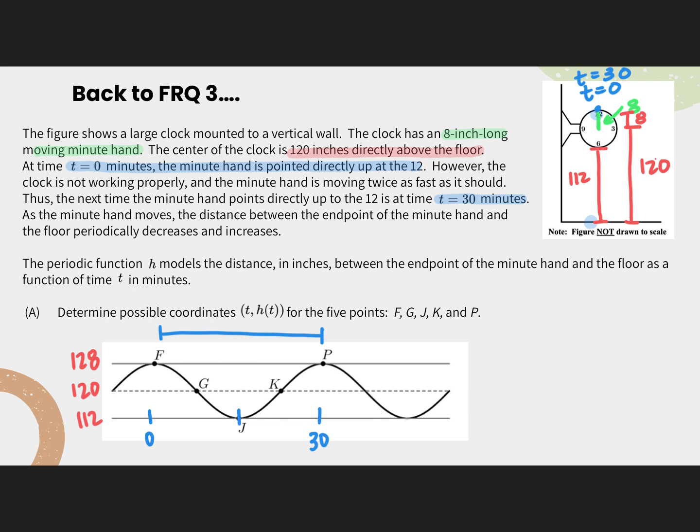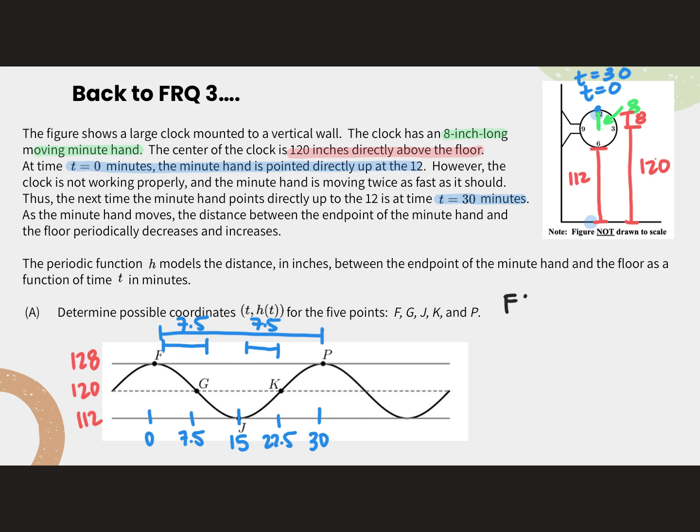Cutting that in half to get the time for point J, that would be 15 minutes, halfway through that cycle. Half of that would be point G, half of 15 is 7.5. So each of these increments between two consecutive points is going to be 7.5 minutes. So from J to K, I'd have another 7.5 minutes. If we take 15 plus 7.5, we get 22.5. Now I have all of my values for both time and height for all 5 points.